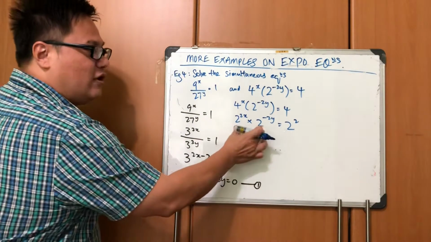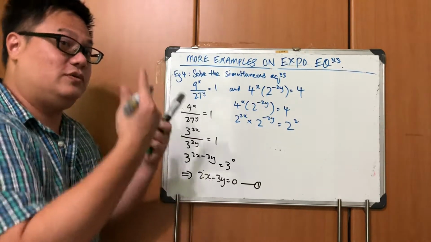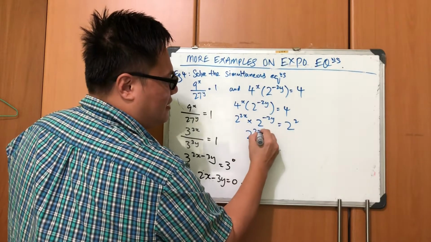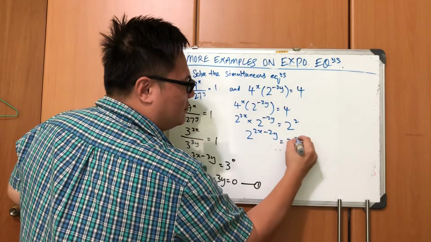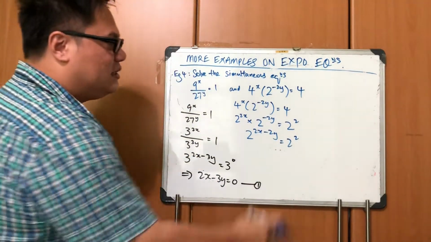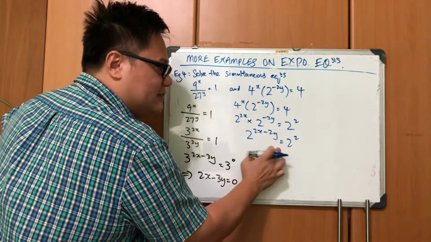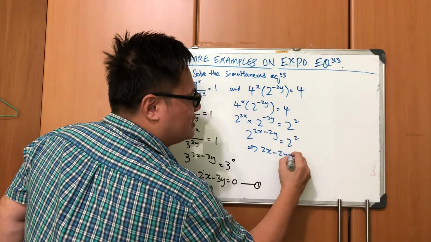So over here, let's recall a law of indices again. When we multiply two expressions with the same base, what do you do with the power? Add up the power, right? So 2 to the power of 2x plus negative 2y, still become minus 2y equals to 2 to the power of 2. Okay, mister, what are you doing over here? Same thing, make the base the same, equate the power. So over here, equate the power. This tells me that 2x minus 2y is equals to 2.